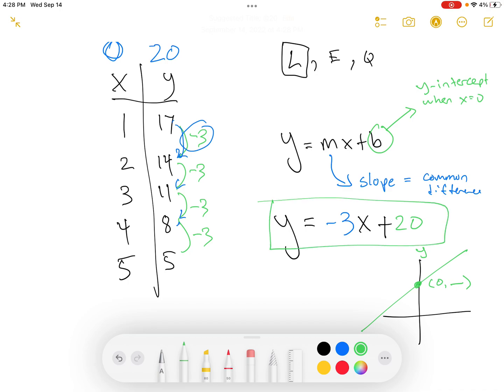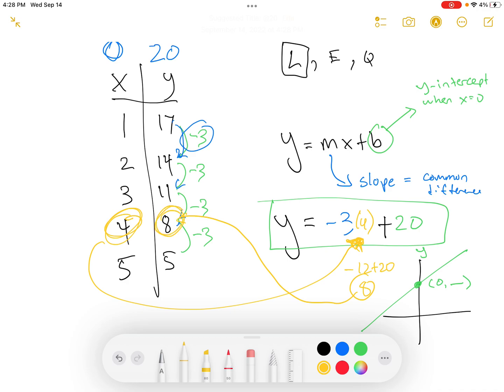Now, you shouldn't just stop here. You should always plug in some numbers and see if they work. I'm just going to randomly pick the number 4. And we're going to plug that 4 in place of the x. Let's plug this guy in. And -3 times 4 is -12. -12 plus 20 is 8. And I get the output that I want. So if 4 is my input, 8 is my output, and that's working. So it passes my test and we're good to go. Okay, next thing we need to do here is to find the recursive equation.